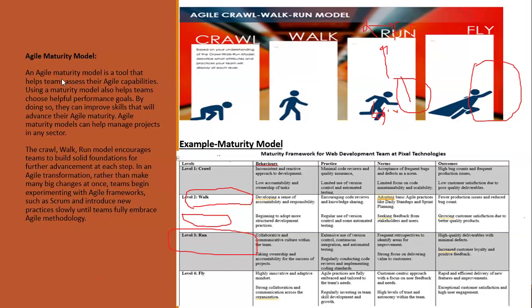Now, the Agile maturity model says that it is a tool that helps teams assess their Agile capabilities. Using a maturity model also helps teams choose helpful performance goals. By doing so, you can improve skills that will advance your Agile maturity. Agile maturity models can help manage projects in any sector. This model is done in 4 stages. If you are new to an Agile environment or Agile project, you need to crawl. Your team will be crawling, and when they are crawling, there's a behavior they're supposed to show.